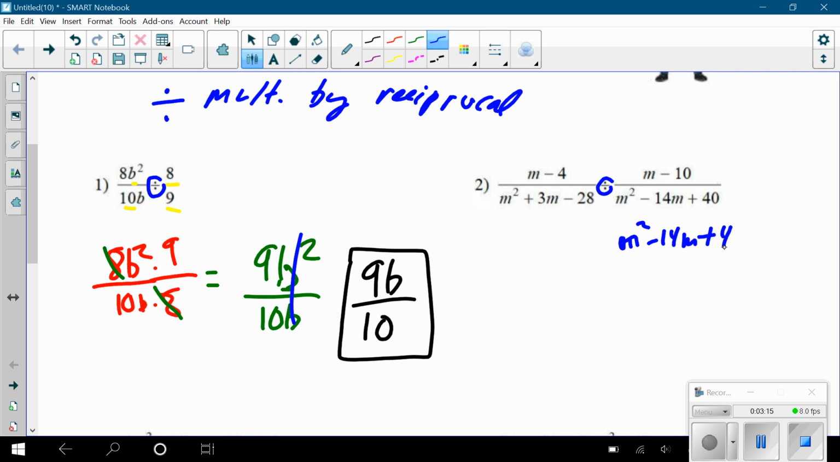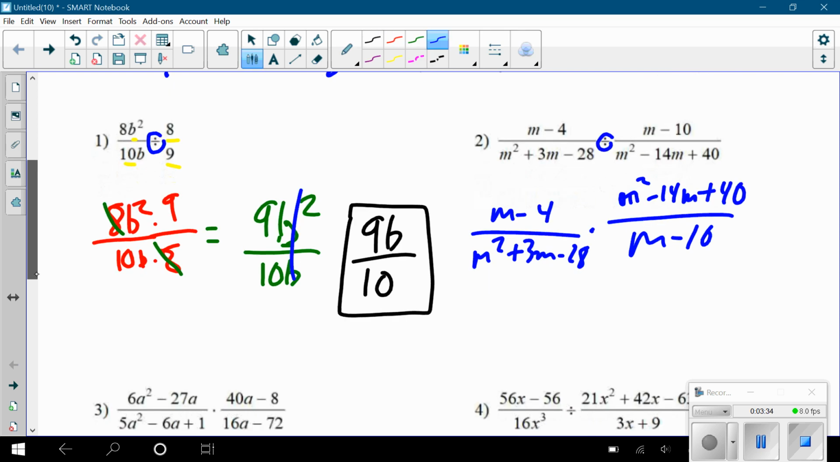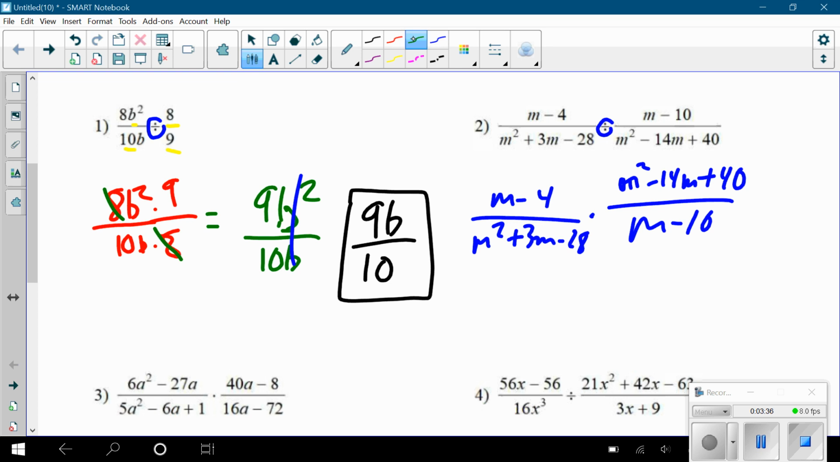So really, what they're asking me to do is completely equivalent to them asking this question originally. So it's a little sloppy. So I'm going to flip the second fraction, and I'm pretending like it's a multiplication question. When I'm doing this problem, I'm going to factor first. I'm going to go through each little part and see if it factors.